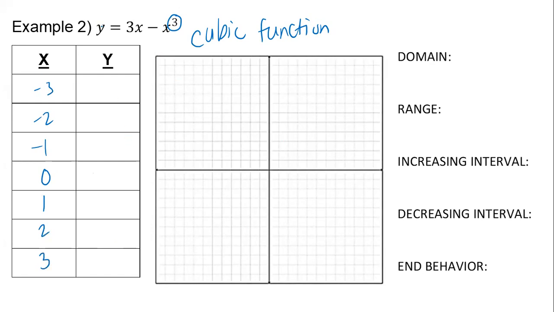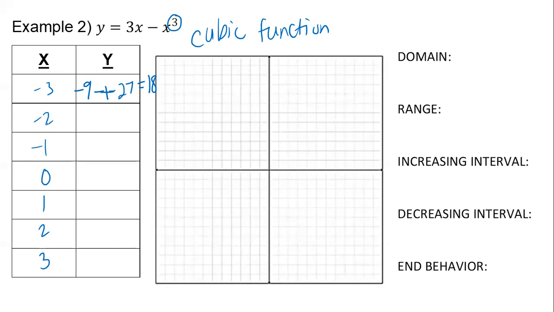And again, all I'm doing is substituting the values in. So my input is negative 3. So I have 3 times negative 3 is negative 9. Minus negative 3 to the third is negative 27. A negative times a negative is a positive. What is negative 9 plus 27? 18.